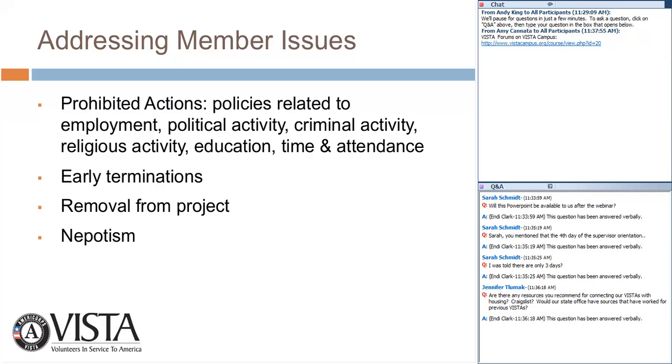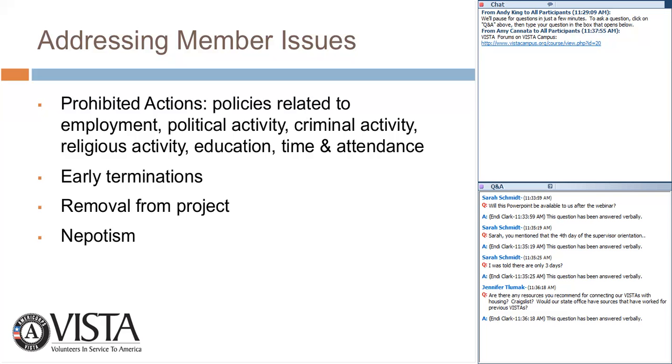But there should be no time when you are telling a VISTA member that they're fired or removed from the project. The state office should be having that type of communication with the VISTA member directly. The important thing to know about removing VISTA members is it is a complicated process. And so the state office should always be contacted before you take any steps, because oftentimes these circumstances do need to follow a legal process and can include our general counsel participating in the removal process.